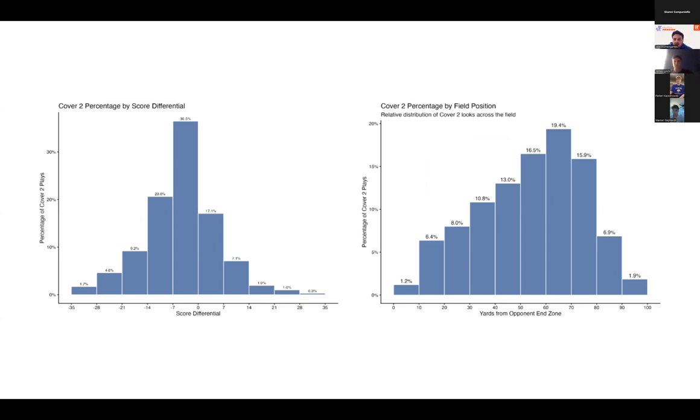And then this graph on the right, it shows like the distance from the opponent end zone. So where drives usually start is between 60 and 80 yards to the end zone. Teams use cover two the most. That's probably mostly due to like the defense doesn't want to give up a huge play, and they have a lot of room to work with on the field, especially when the team is starting out on the drive.